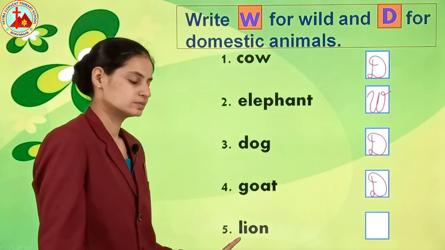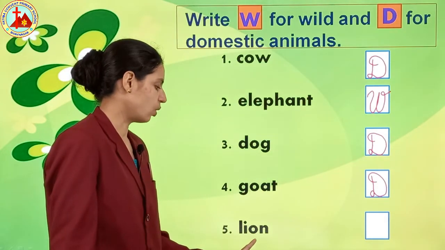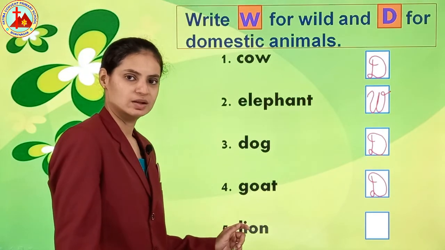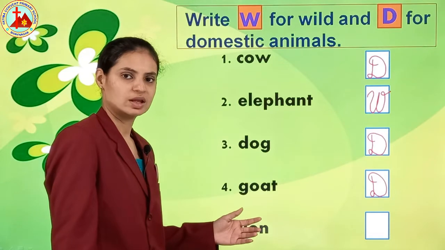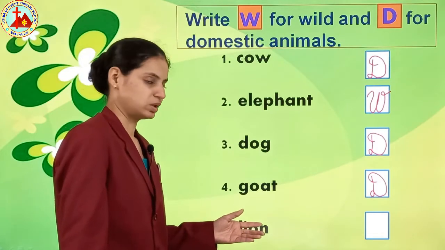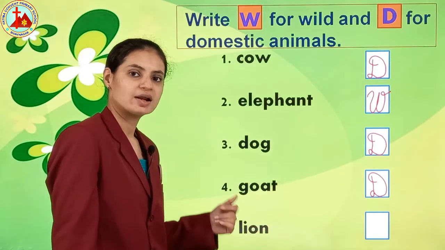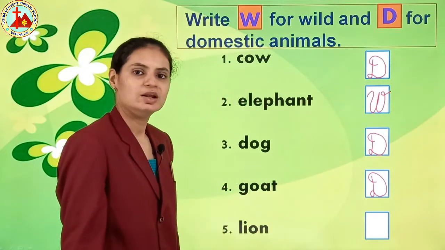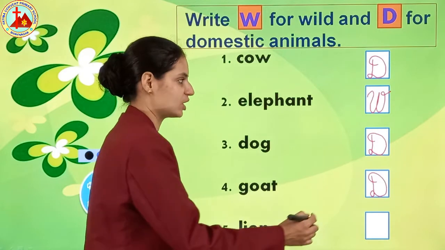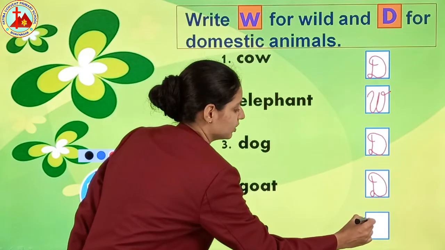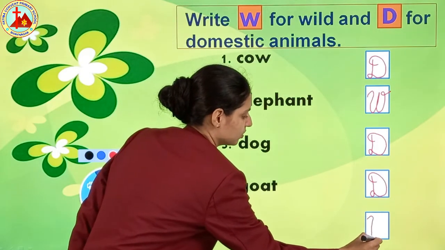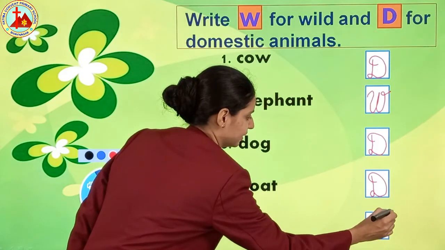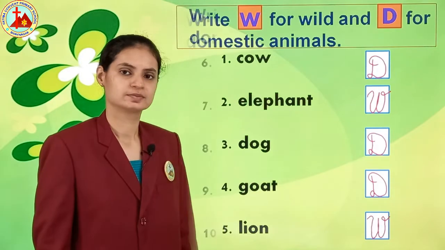Fifth one, L-I-O-N, lion. Lion is which animal? Lion lives in forest. So the animals which live in forest are wild animal. So here what we will write for wild animal? W. Which W? Cursive capital W. Write W in this box. Cursive capital W. Lion is wild animal.